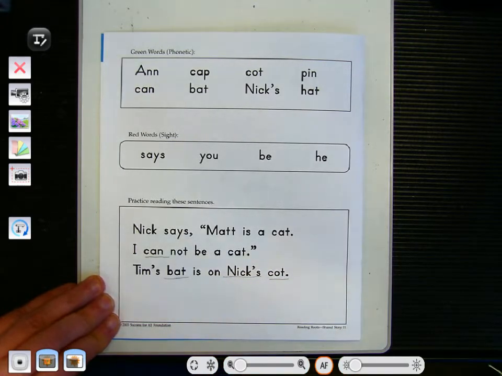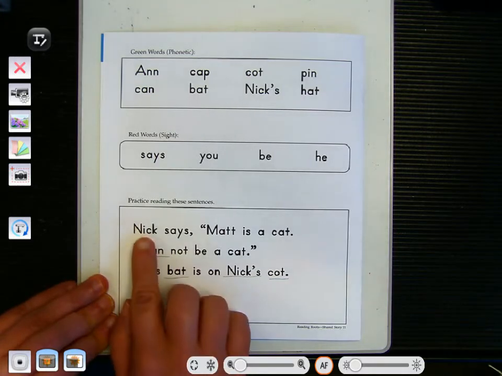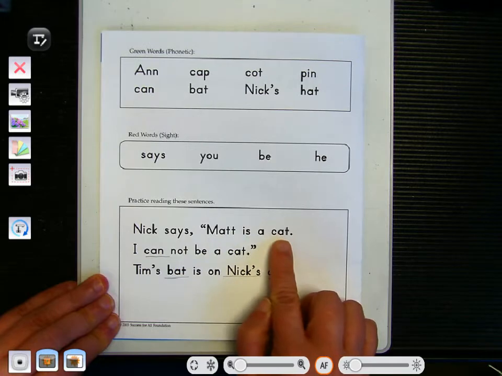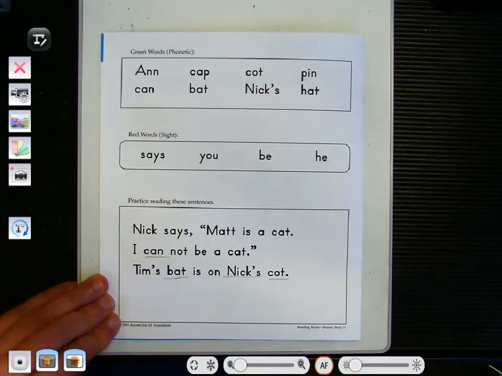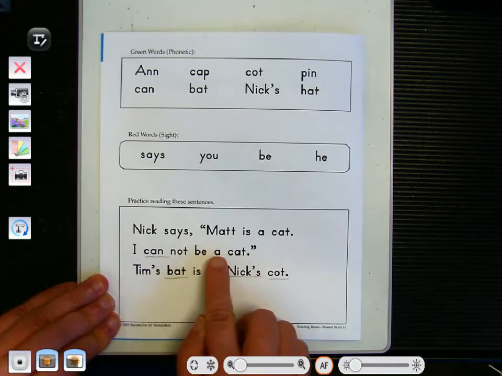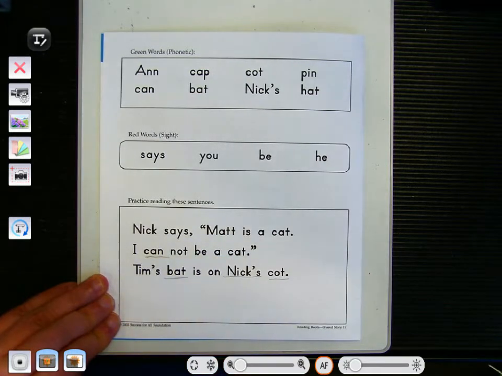Let's read those sentences fluently. Nick says Matt is a cat. Your turn. I cannot be a cat. Tim's bat is on Nick's cot.